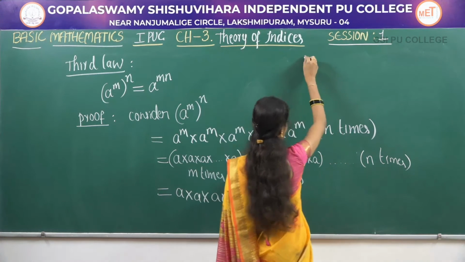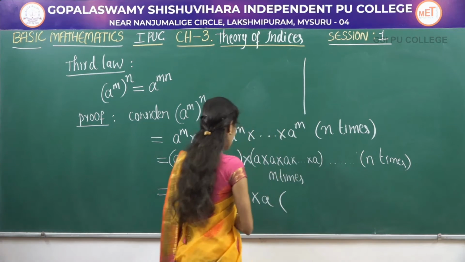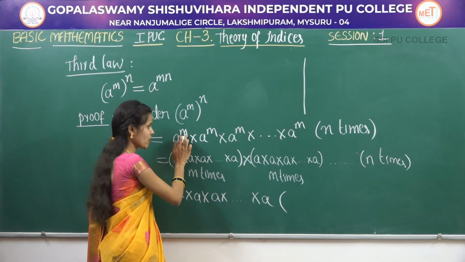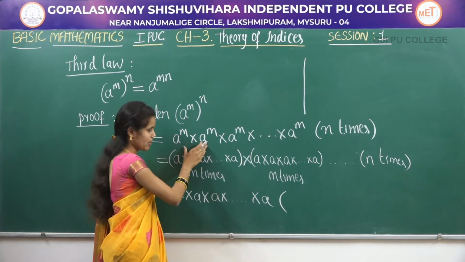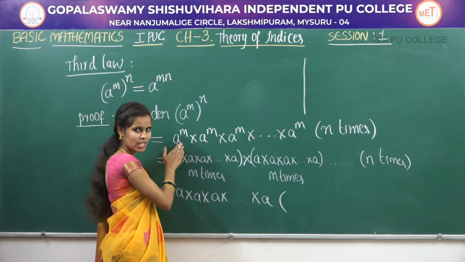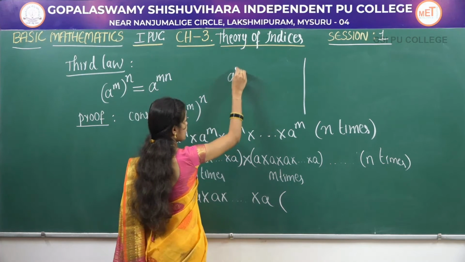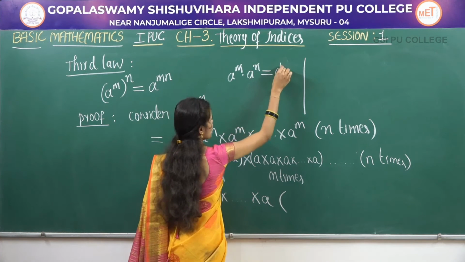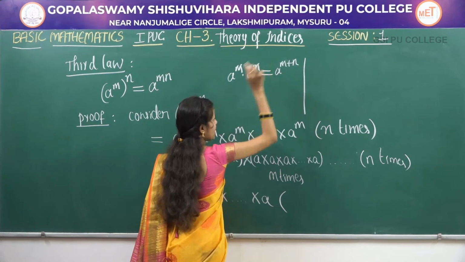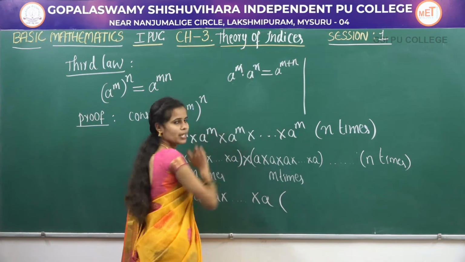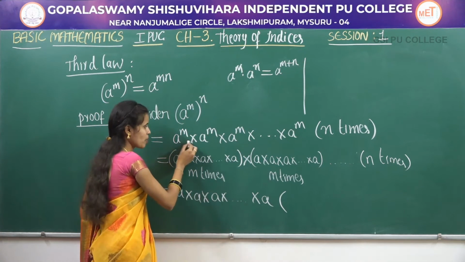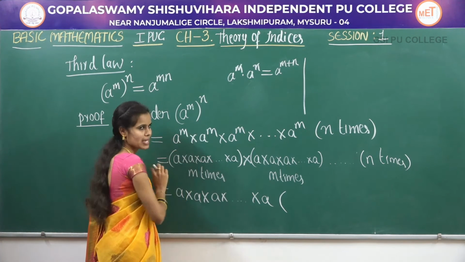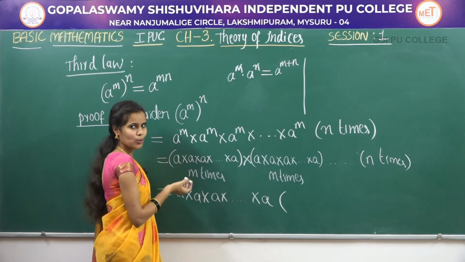So consider some example. Suppose first we consider only two terms, a to the power of m into a to the power of m. Here we apply the first law of exponents. The first law of exponents is a to the power of m into a to the power of n is equal to a to the power of m plus n. If the base is the same, add the powers. So here a to the power of m into a to the power of m is a to the power of m plus m. M plus m is 2m.